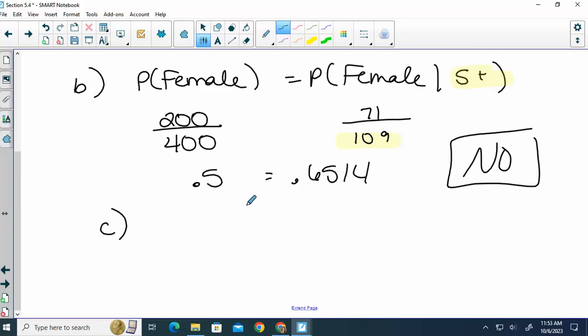C. Are 1 to 2 activities and 3 to 4 activities mutually exclusive? Mutually exclusive means what? No overlap, none of the same. Is it possible for someone to be in the 1 to 2 and the 3 to 4? No, either you were involved in 1 to 2 activities or you were involved in 3 to 4. You couldn't fit in both groups. So are those mutually exclusive? Yes, they can't be in both groups.